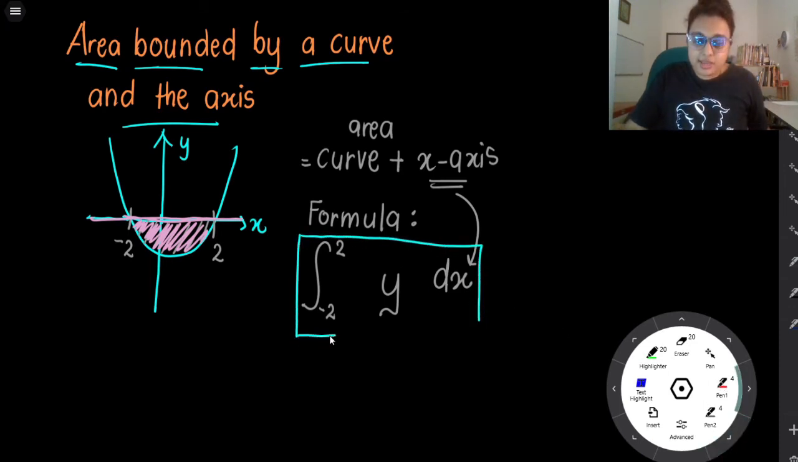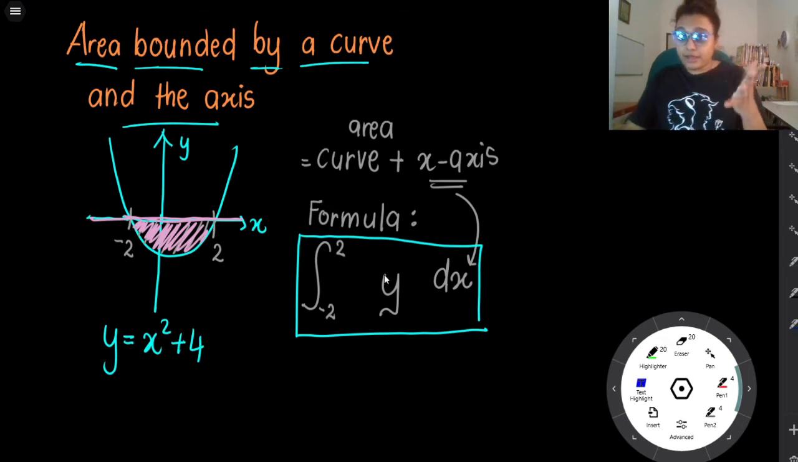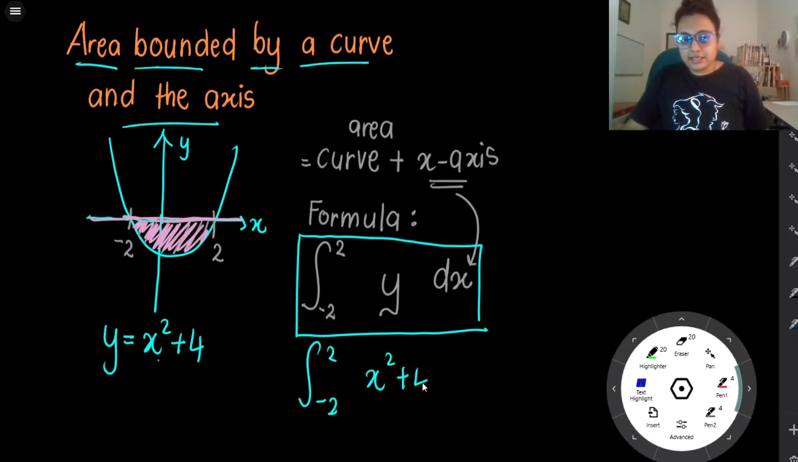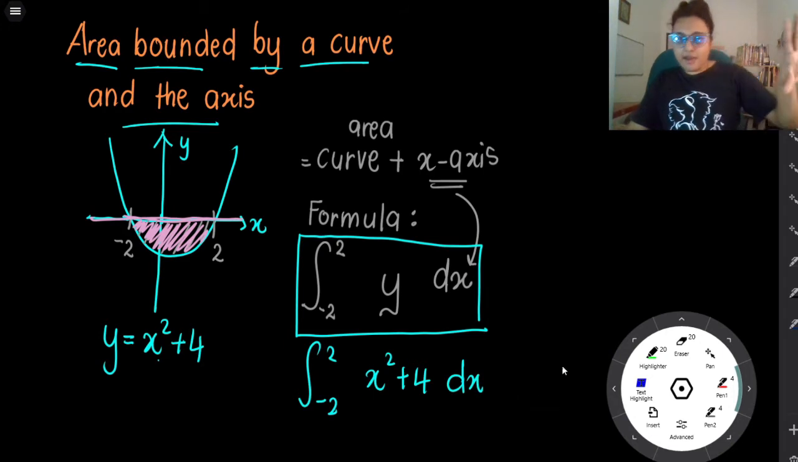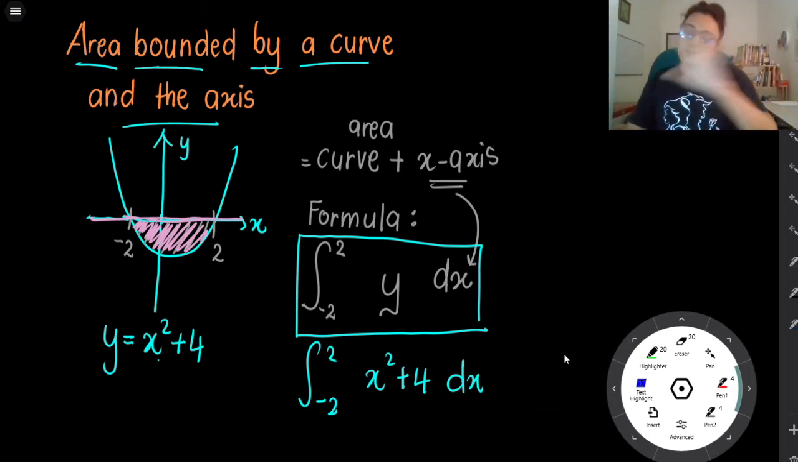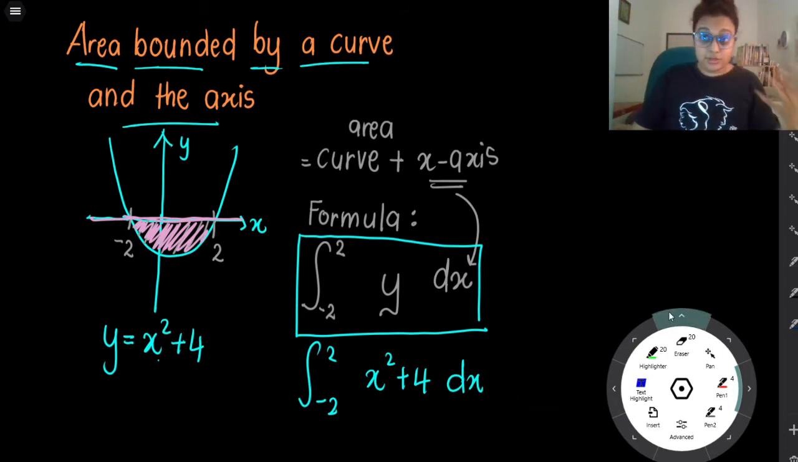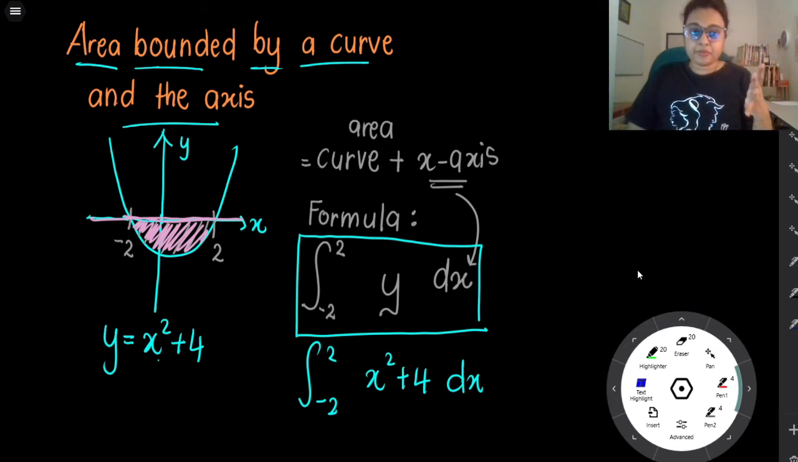Usually your y is given. For example, maybe here y is x squared plus 4. Example only, x squared plus 4. So what you need to do is just substitute this into the formula so that it becomes like this. Can you see now everything is x only, no more y. So this is how you apply it. This is for x-axis.